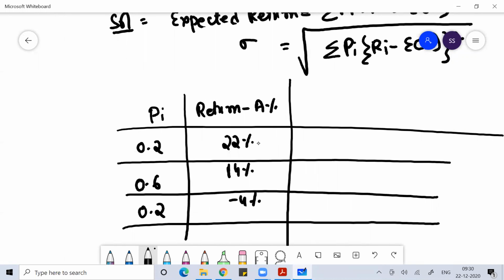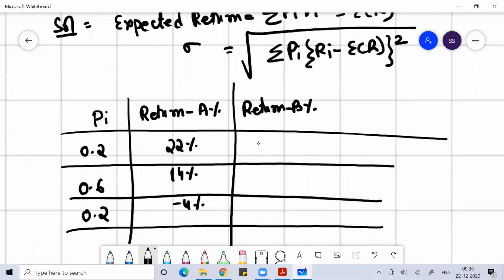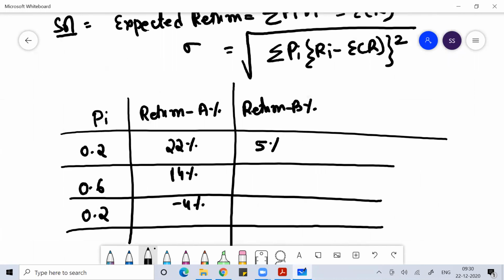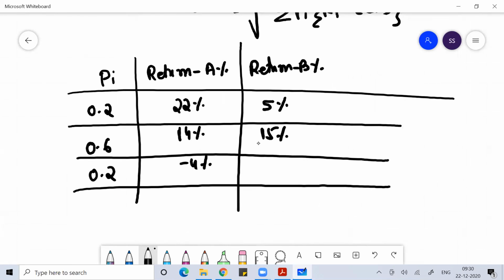Similarly, the return given on B is 5, 15, and 25. That is the return given on B.